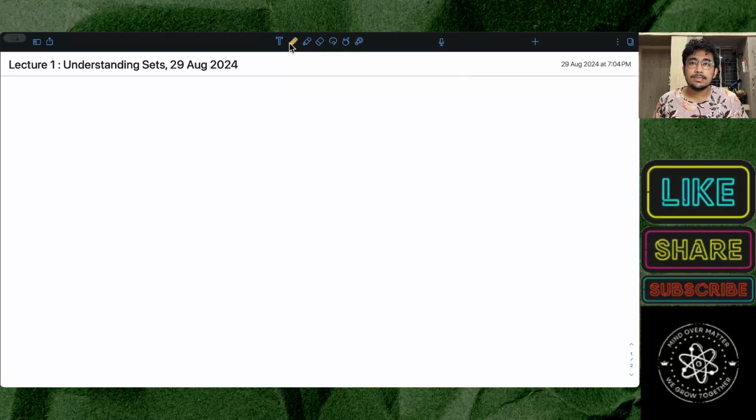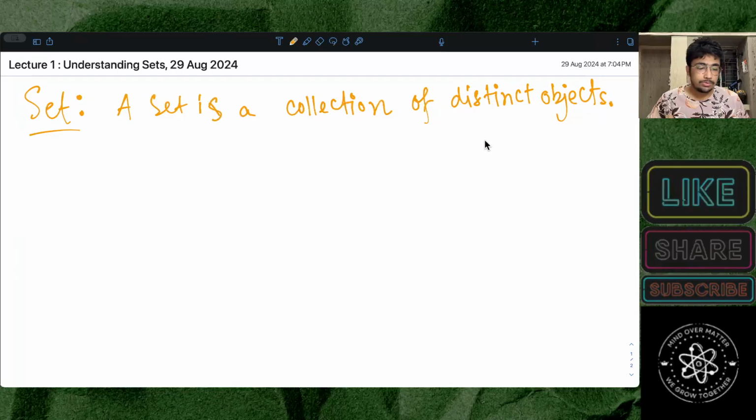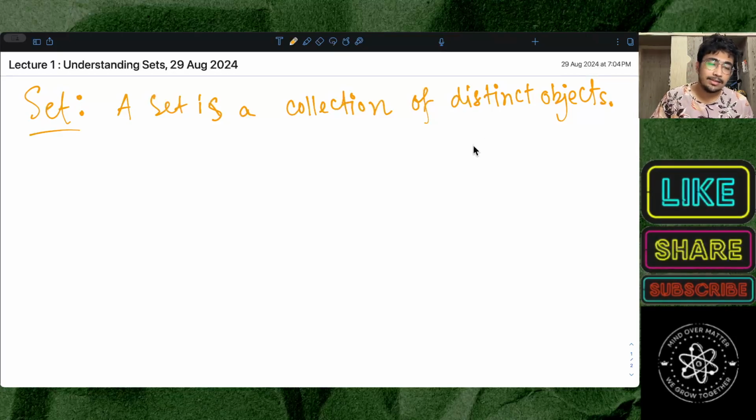A set is a collection of distinct objects. So it's basically a collection. There's nothing fancy in it.